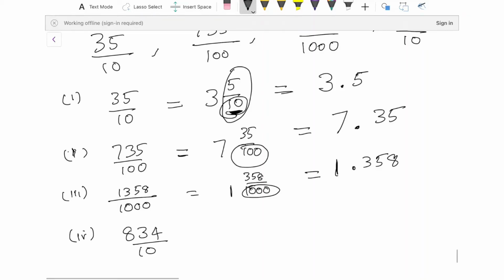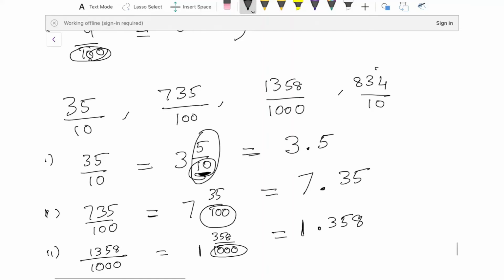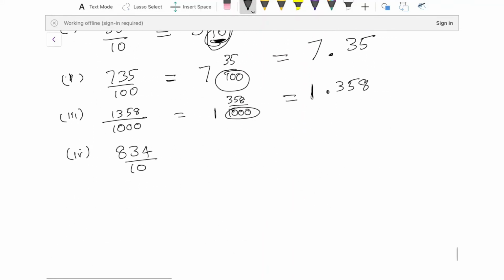The last one is 834 by 10, right? This one. This can be written as 83 and 4 by 10. All right. Now 83 is your whole number part, and because you have only 10 in the denominator, you will have one decimal place.